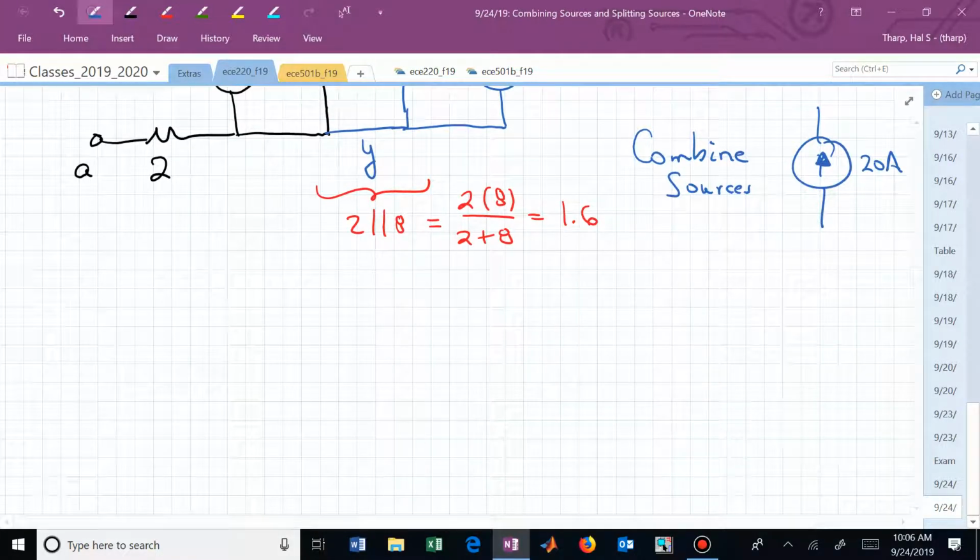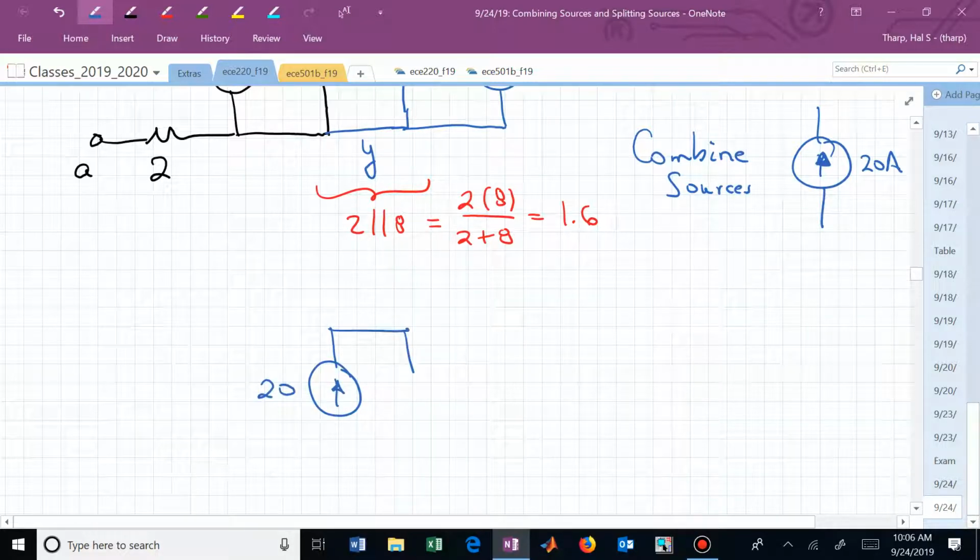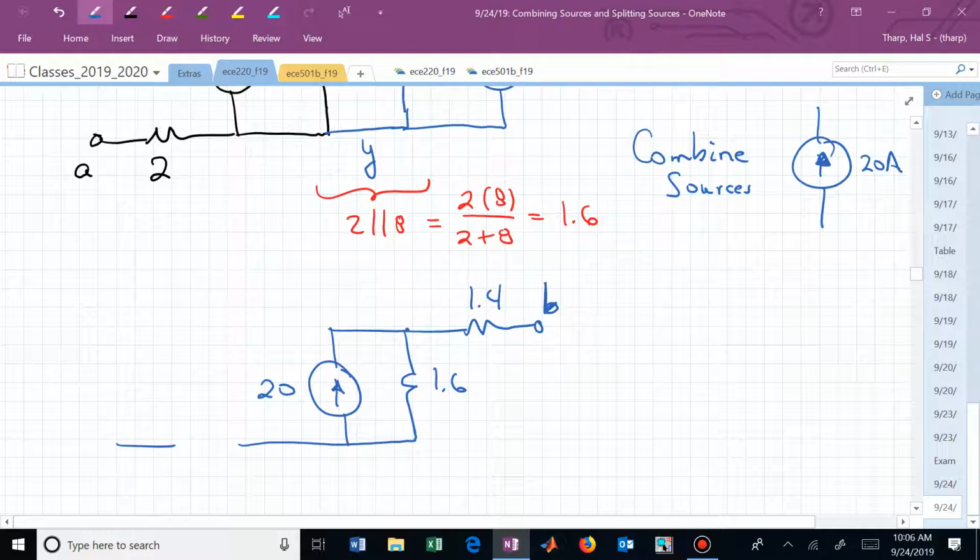Now I have collapsed things down to where I now have 20 amps. And I have a 1.6, and here is now a 1.4, and there's B. There's A, and there's 2.